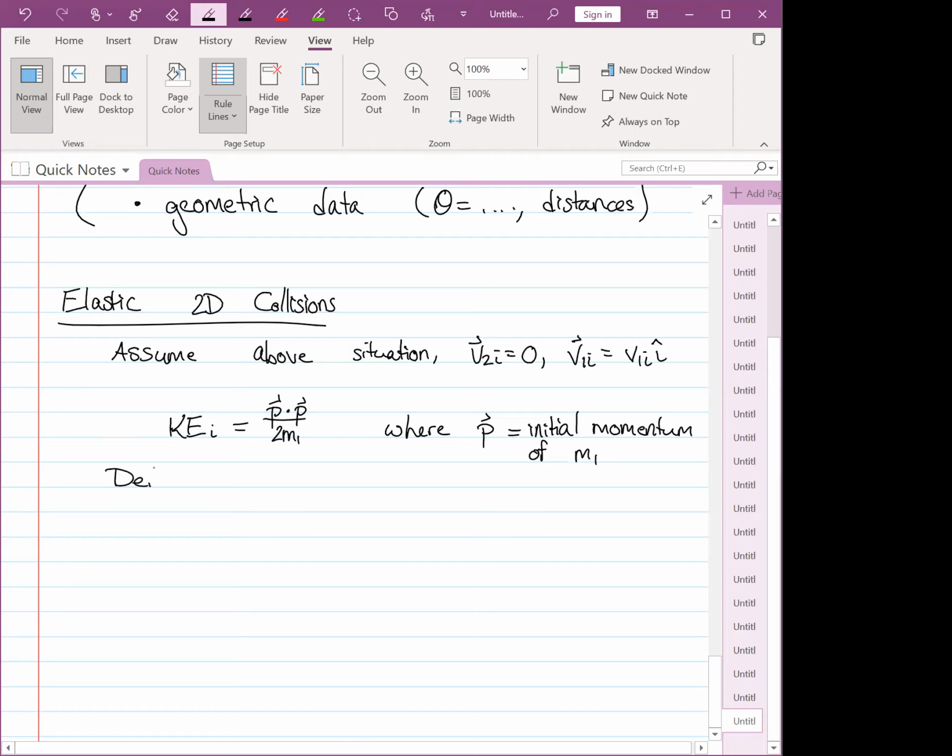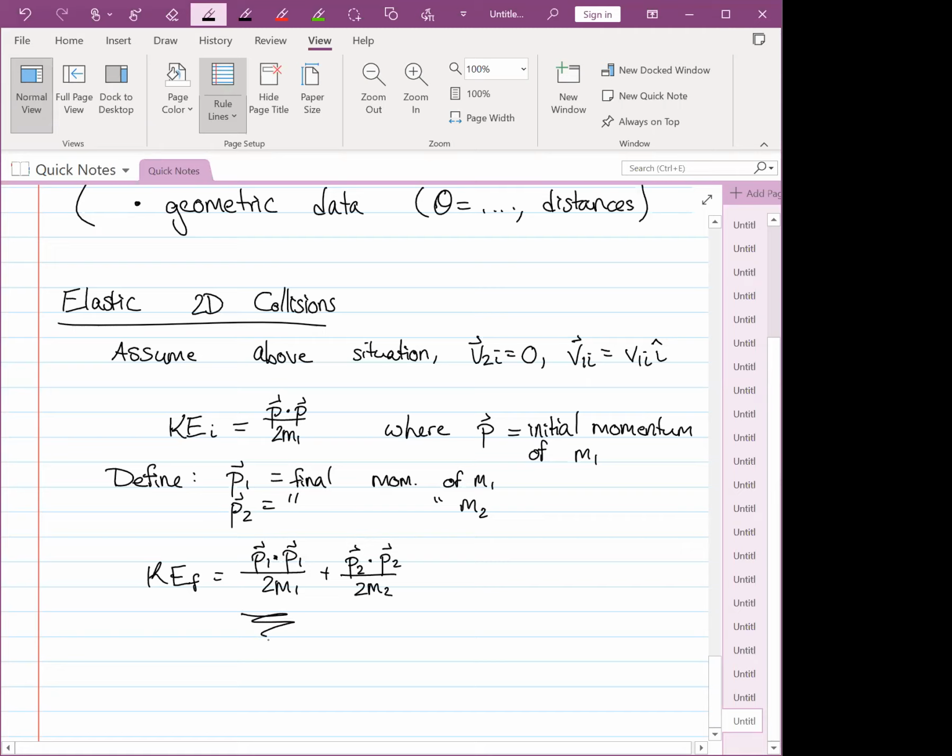Now I'm going to define some variable names. p1 will be the final momentum of m1, and p2 will be the final momentum of m2, so that we have our labels. Then the final kinetic energy is p1 dotted into p1 over 2m1, plus p2 dotted into p2 over 2m2. This is the final kinetic energy of the first ball, and this is the final kinetic energy of the second ball.